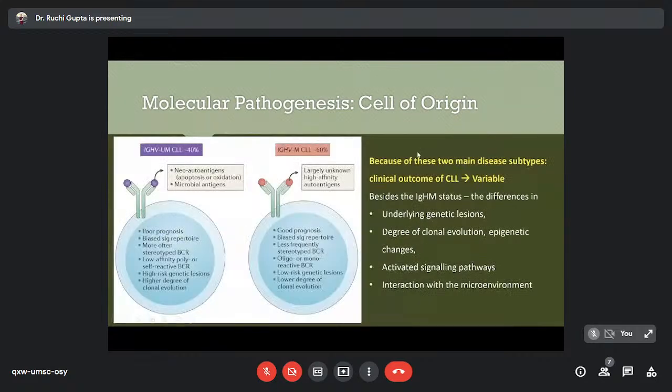So, needless to say, the unmutated form accounts for approximately 40% of all CLLs, whereas the mutated form comprises approximately 60% of the cases. Because of this difference, whether it is a mutated cell of origin or an unmutated one, the course in an individual will differ, and it also decides the activated signaling pathways involved in that particular cell, and the degree of interaction of these cells with the microenvironment.